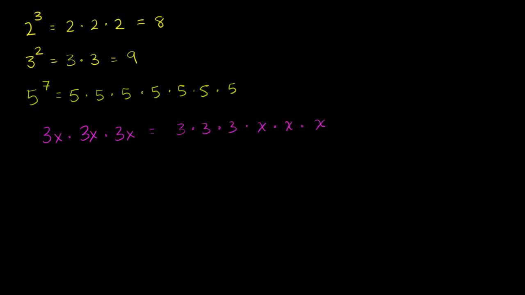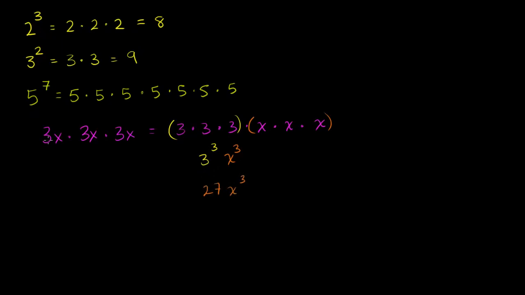And just based on what we reviewed here, that part right there, 3 times 3 3 times, that's 3 to the third power. And this right here, x times itself 3 times, that's x to the third power. So this whole thing can be written as 3 to the third times x to the third. Or if you know what 3 to the third is, this is 9 times 3, which is 27. This is 27 x to the third power.